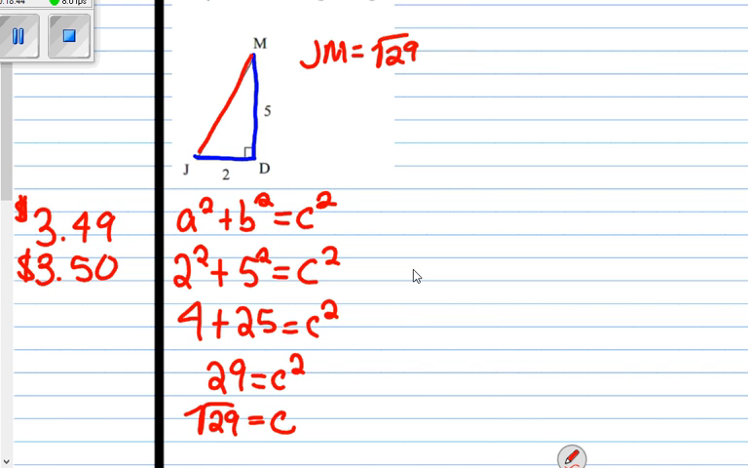Okay, so we have all 3 sides now. So now we need to focus on the angles. We have 3 different angles in this triangle. We have angle J, angle M, and angle D. We already know how much one of them is. Which angle do we already know?